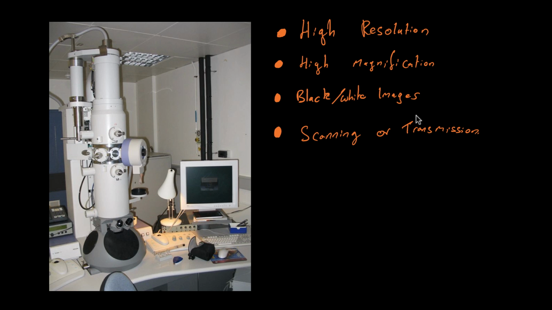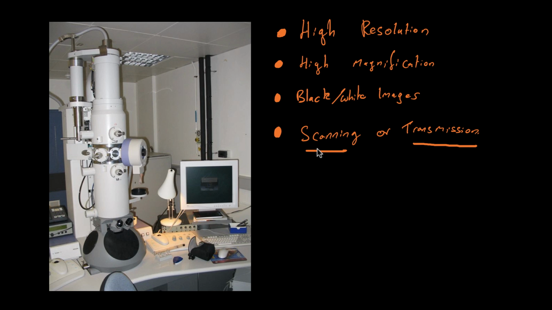And they can give you a higher resolution, a higher magnification, and they only give you black and white images. Now there's two types, and those are the scanning electron microscope and the transmission electron microscope. A scanning electron microscope is one in which a beam of electrons is used to scan across an entire sample, but not at the same time, and then those images are put together to give you an overall image. Now that can give you a 3D image.